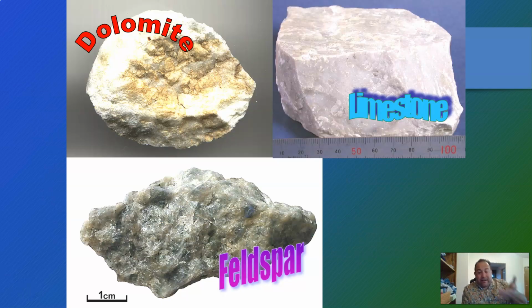Just to give an idea, here's dolomite, limestone, and feldspar, what they look like, and these are the types of minerals that we can get calcium into the soil from.